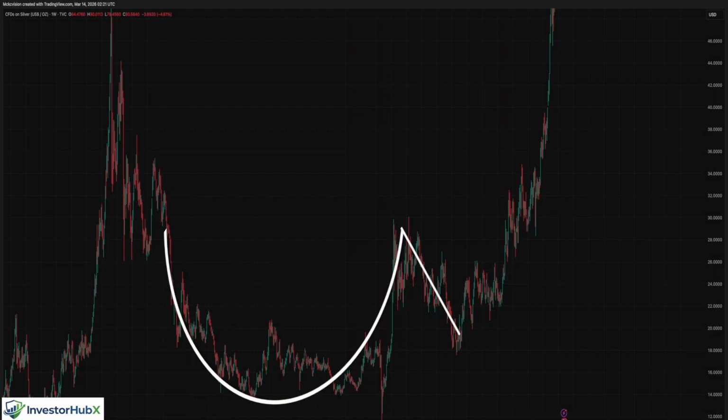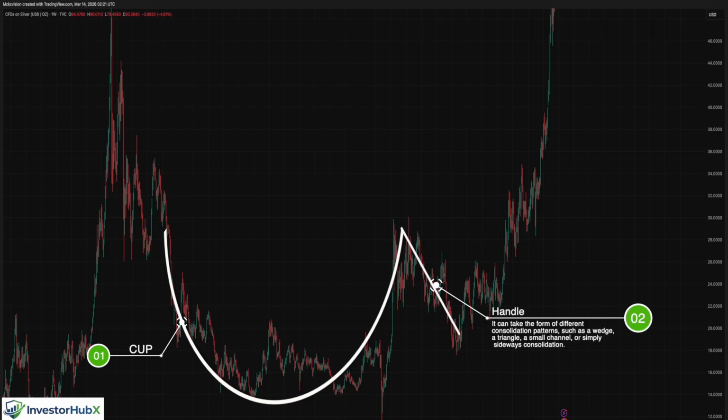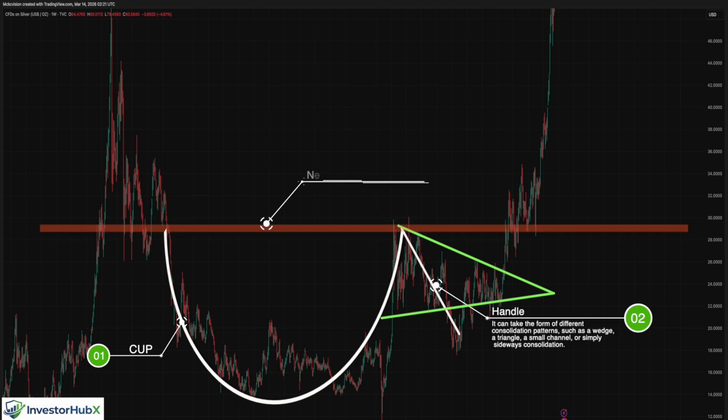This is silver on the weekly time frame. Here we can see a cup and handle pattern forming. This rounded structure here forms the cup, and this section here forms the handle, which in this case looks like a wedge pattern. The handle does not have to look exactly the same every time. It can take the form of different consolidation patterns, such as a wedge, a triangle, a small channel, or simply sideways consolidation. These two reversal points here form what we call the neckline, which acts as the resistance level of the pattern. When the price breaks above the neckline, the cup and handle pattern is considered complete.